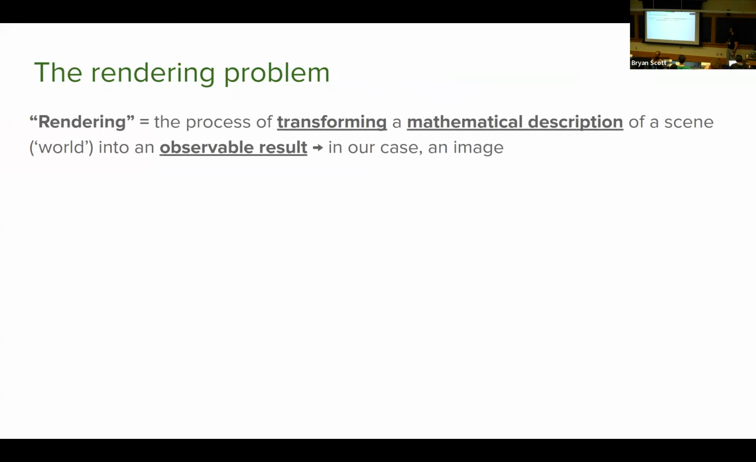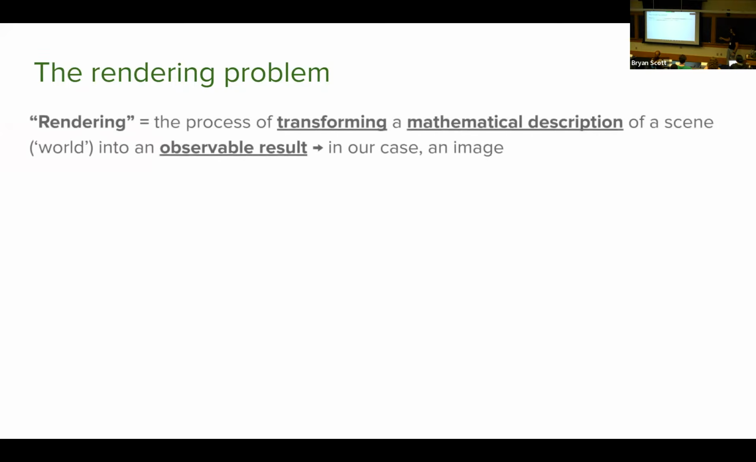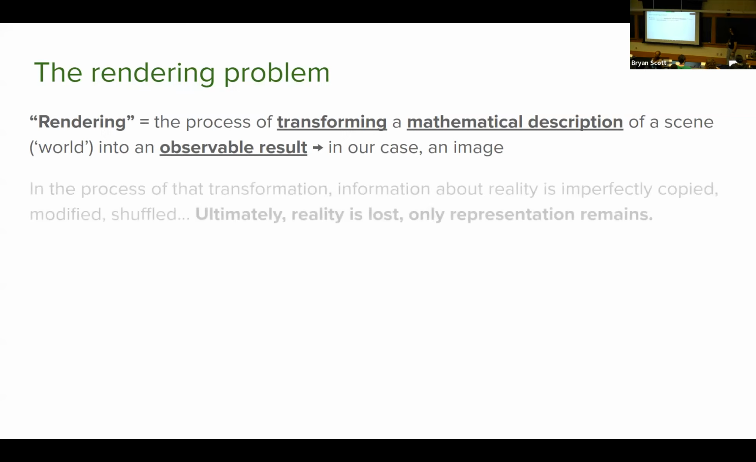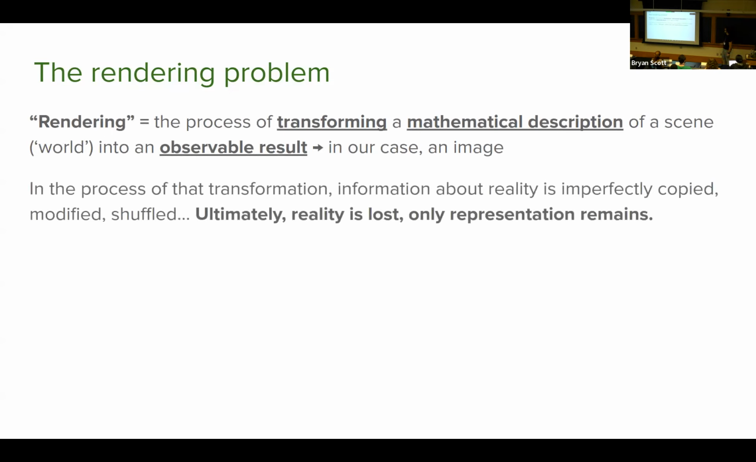Rendering. Who has ever heard the word rendering before? Okay. So just to formalize that, rendering is the process of transforming a mathematical description of a scene or a world into an observable result. So an image in our case. In the process of that transformation, information about reality is copied, modified, shuffled. Basically, you lose information when you render stuff.